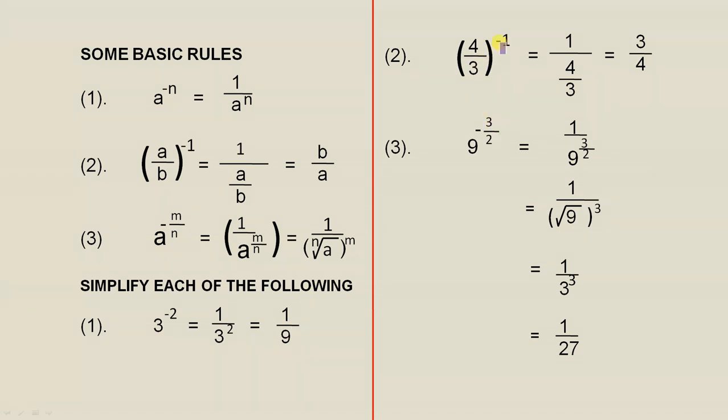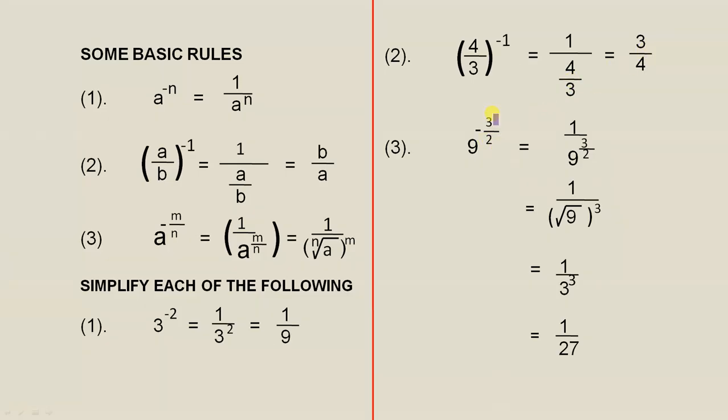4 over 3 to the power of negative 1 is 1 over 4 over 3. That's exactly like rule number 2. So we're asking here for the reciprocal of 4 over 3, and that's 3 over 4.